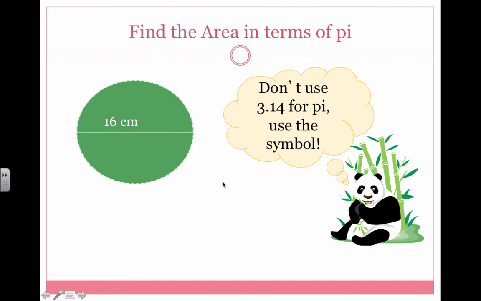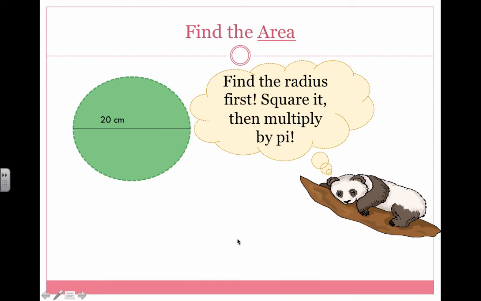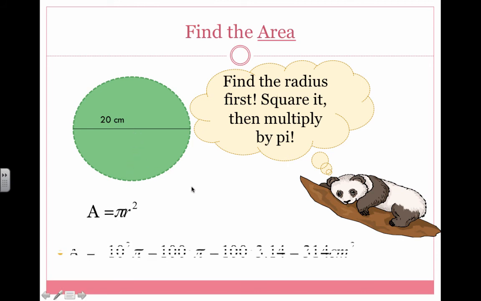All right, now we're going to do it in terms of pi. Everything's the same, except you just don't have that step where you multiply by 3.14. So if you're told to find it in terms of pi, you just don't use 3.14, okay? Find the radius first. So area equals pi r squared. The radius is 10 because it's half of 20. So area equals 10 squared pi equals 100 pi, and 100 times 3.14 is 314 centimeters squared.